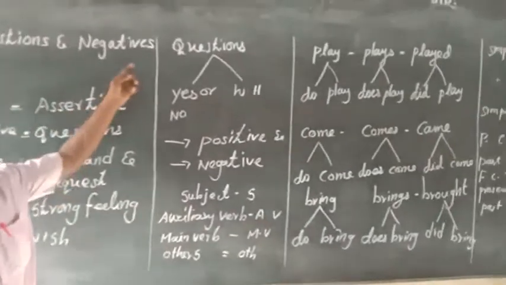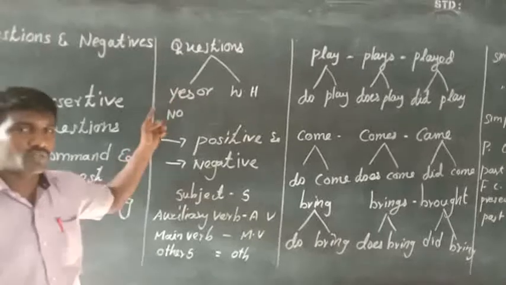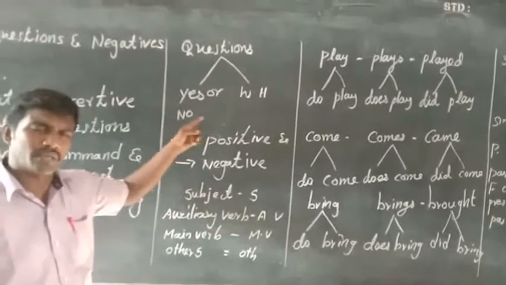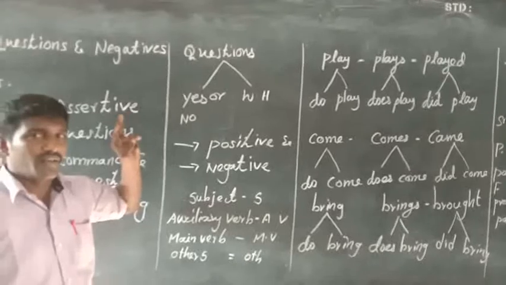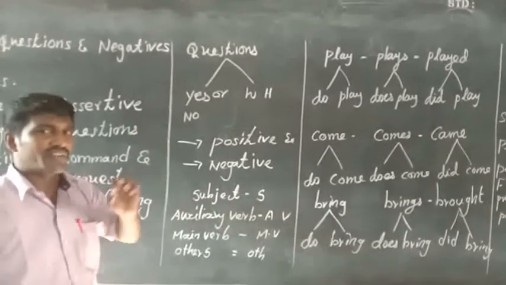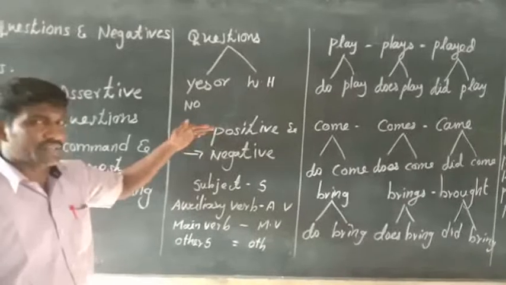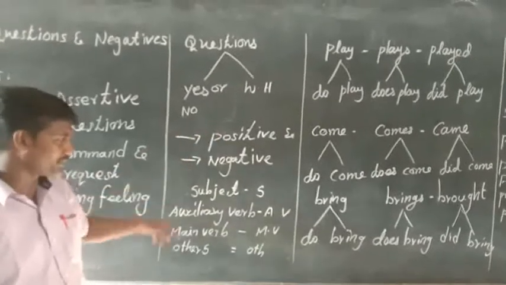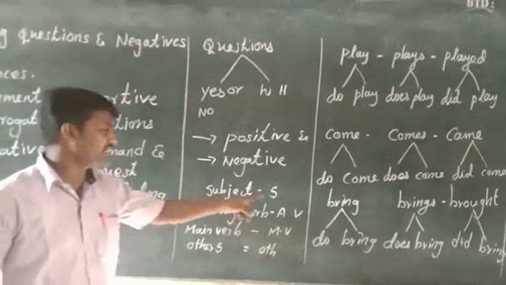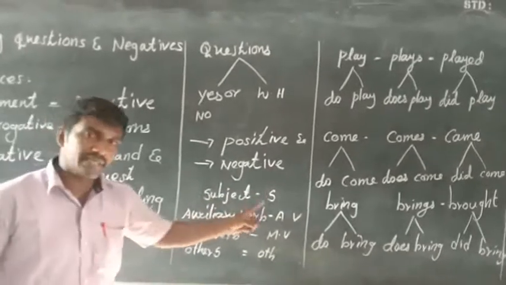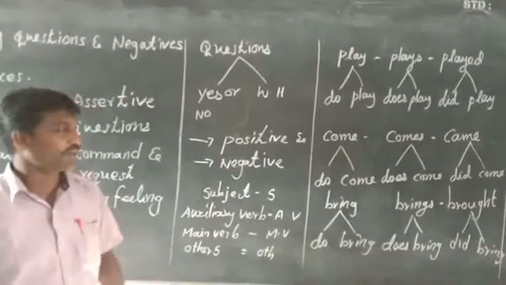Before entering the class, we have to know questions. Questions can be divided into two types: the yes or no type, and the WH model. WH model means what, where, when, why, which. There are 9 interrogative words here. Then we are going to make the positive and negative. We are going to use such symbols here: subject means S, auxiliary verb means AV, main verb means MV, others means OTH.